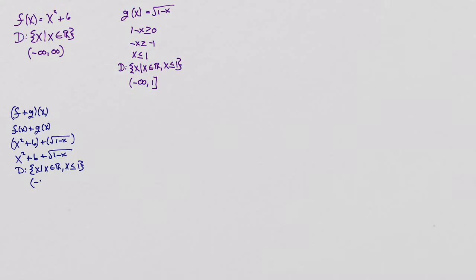Or it's going to be from negative infinity to 1 in our square bracket. So that's how we're going to do f plus g, and that's how you find the domain. You're going to look at the most restricted domain of the two. Now let's do f minus g.